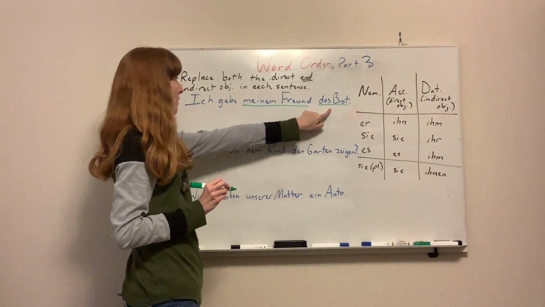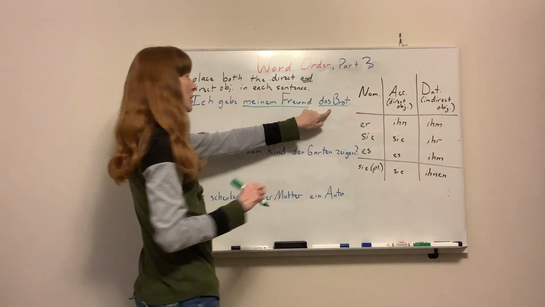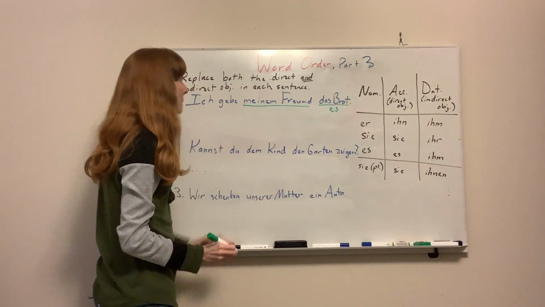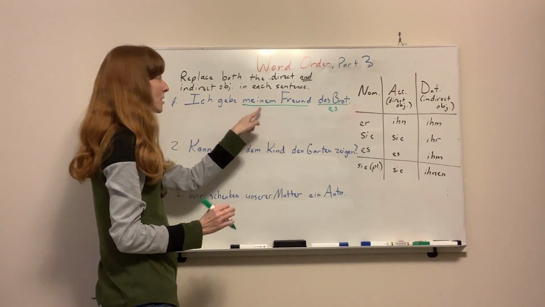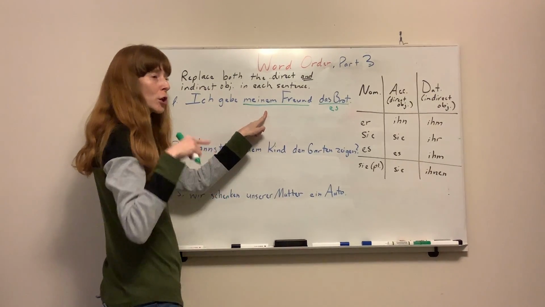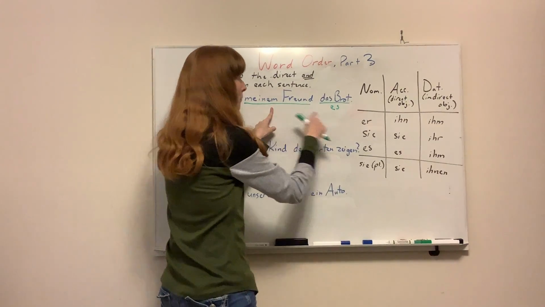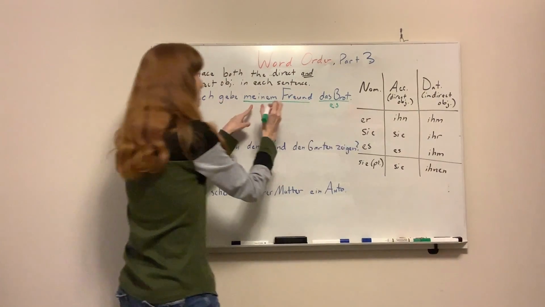Das Brot, that's the thing being given, that's our direct object. It is neuter, so we will put es underneath it. Meinem Freund, that's the person that the bread is being given to, so it's dative. Friend is masculine, so we get ihm.